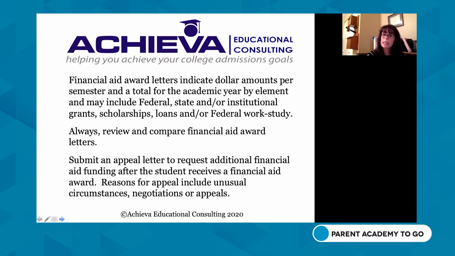Submit an appeal to request additional financial aid funding after the student receives a financial aid award. Reasons for appeal include unusual circumstances, negotiations, or a general appeal.